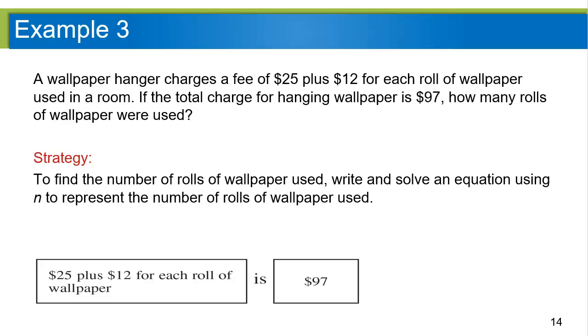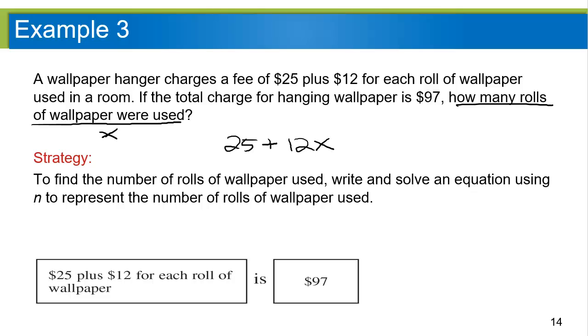Well, we know that their total fee was $97. And we also know their total fee is going to be $25 plus $12 times how many rolls we have. We don't know how many that is. That's our unknown, right? Because what's the question? How many rolls of paper were used? That's our unknown. That's our x. So the first thing you do is figure out what your question is, assign it a variable.